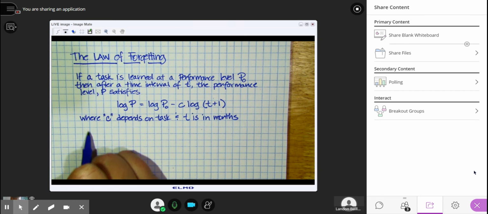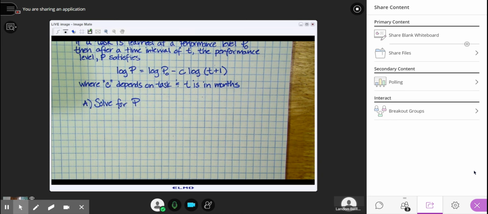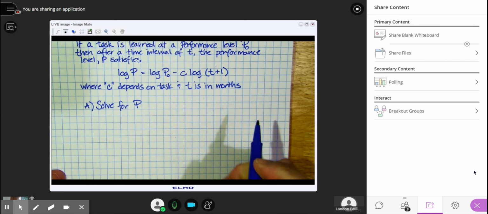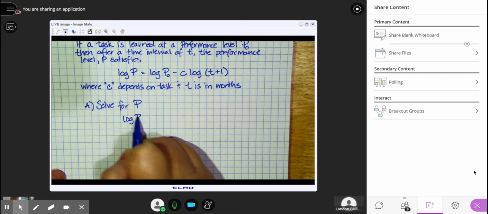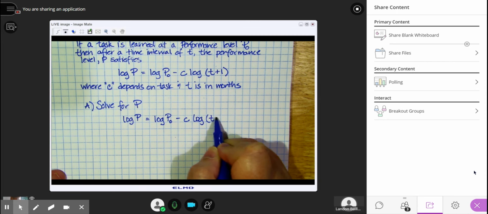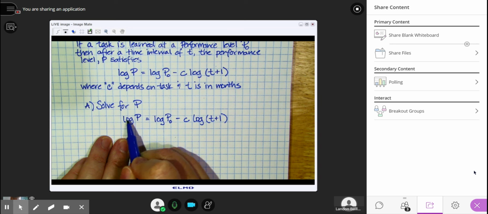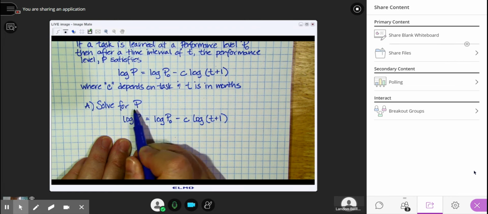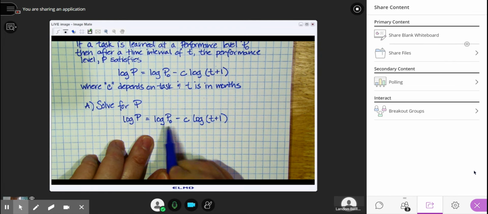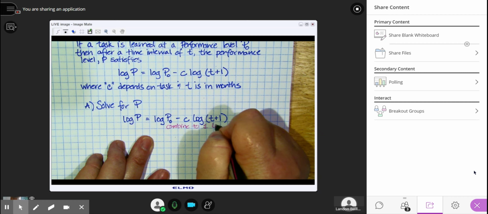All right. So what do we want to do? We want to A, solve for P. Okay. And then we're going to do some stuff. Okay. So we want to solve this for P. Log of P is equal to log of P sub 0 minus C log of T plus 1. Okay. If we're going to solve for P, it is already on a side by itself, with the exception of the log. So I need to combine this side so that I get to one log function.